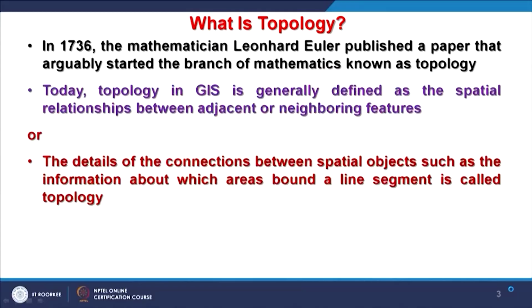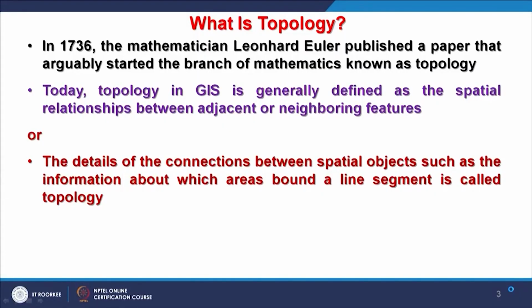The details of connections between spatial objects, such as information about which areas bound a line segment, is called topology. As I mentioned, the main concern of topology is with polygon data, so in that sense it is very much required to build a topology. Or it can also be defined in simpler terms: topology stores the relationships of one spatial object with respect to another. So, this basically stores the relationship.